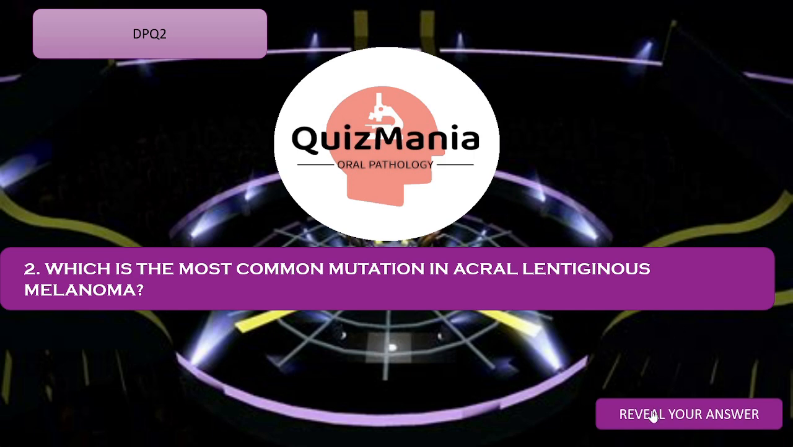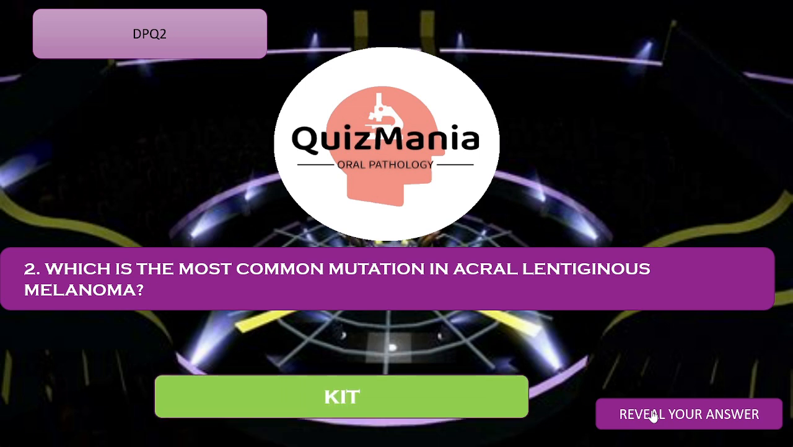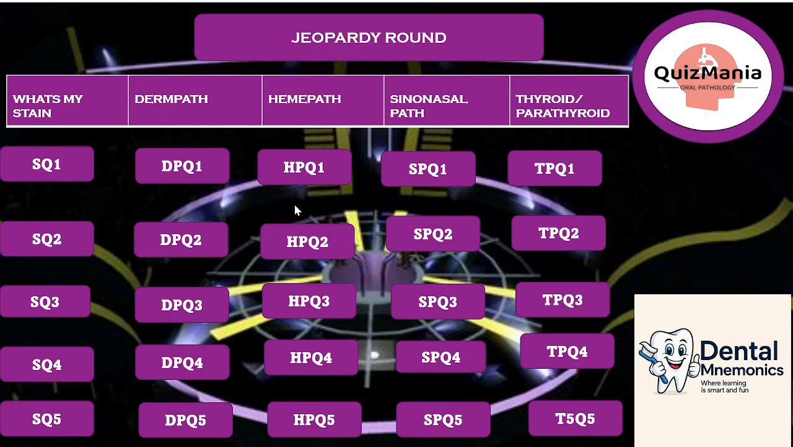The mutation that we see in acral lentiginous melanoma is the KIT mutation, which drives the tumor growth by activating tyrosine kinase signaling pathways. So remember, usually the common mutation in other types of melanoma is BRAF, but for acral lentiginous melanoma, it's the KIT mutation. So if you got this, earn yourself 5 points.